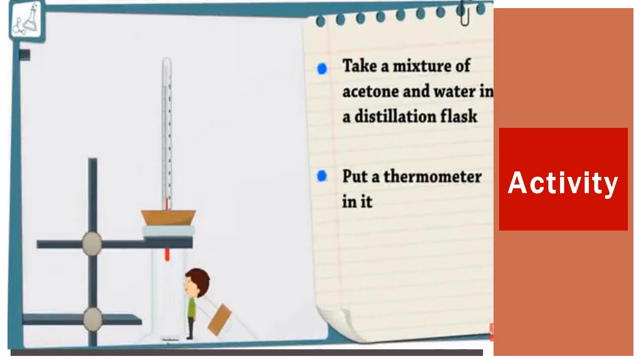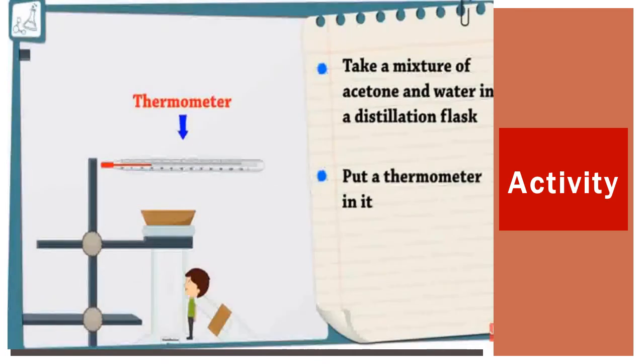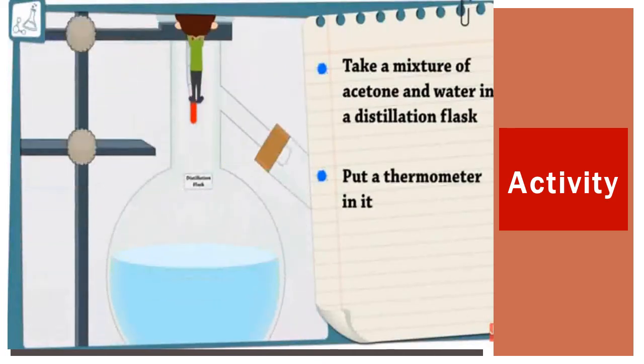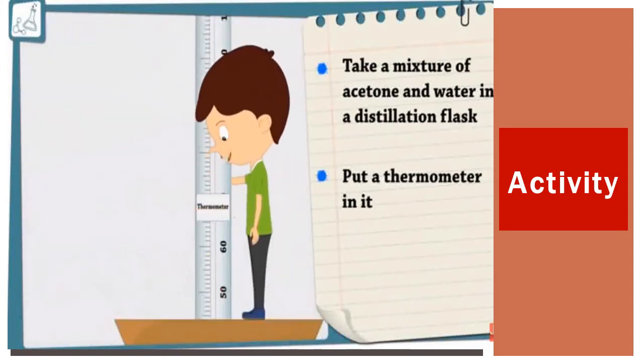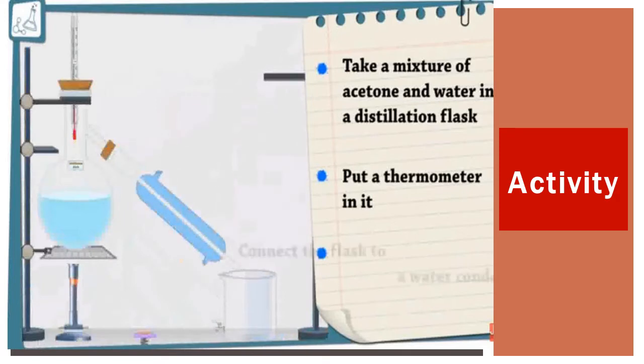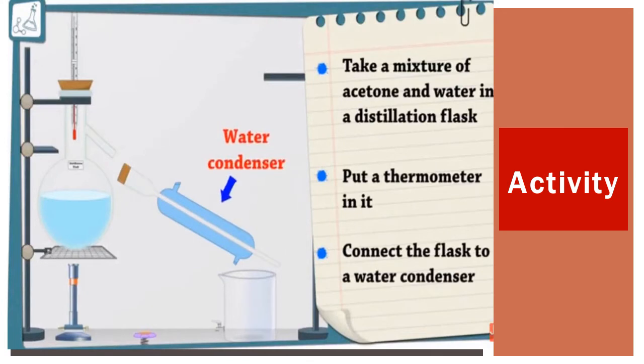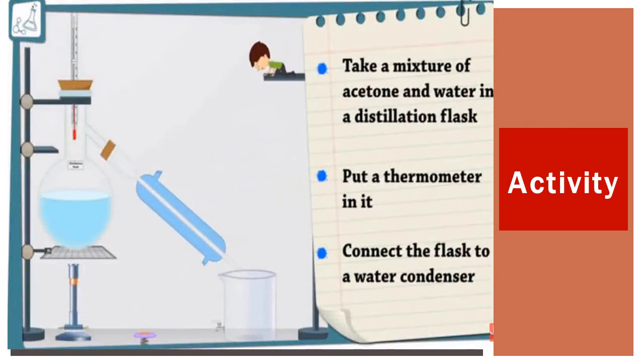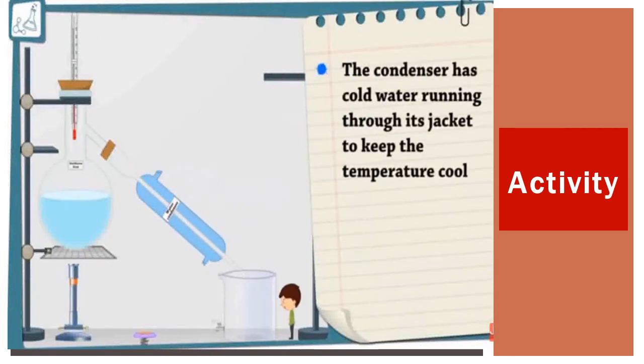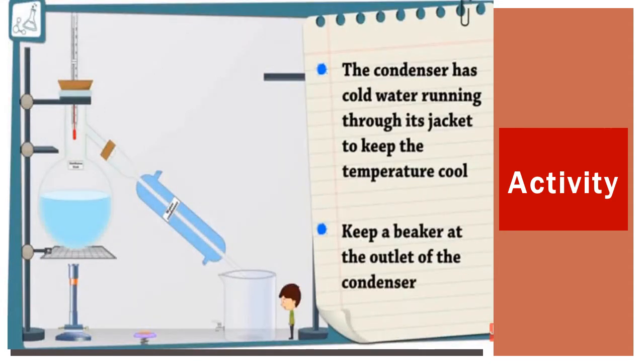Put a thermometer in it. Connect the flask to a water condenser. The condenser has cold water running through its jacket to keep the temperature cool. Keep a beaker at the outlet of the condenser.